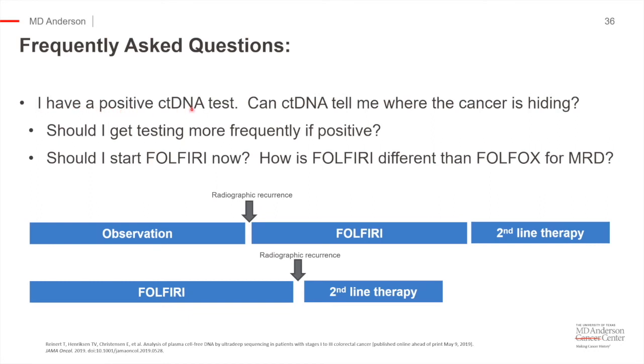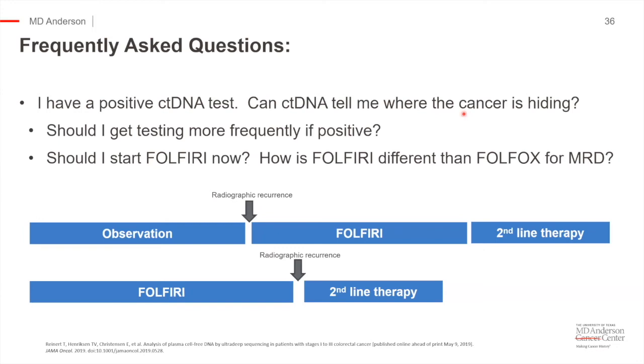Okay, so I've been doing surveillance. I have a positive ctDNA test after completing all of my surgery and adjuvant therapy at some point. Can ctDNA tell me where the cancer is hiding? And the short answer is no. It's not like a CT scan, right? You just know it's somewhere in the body.